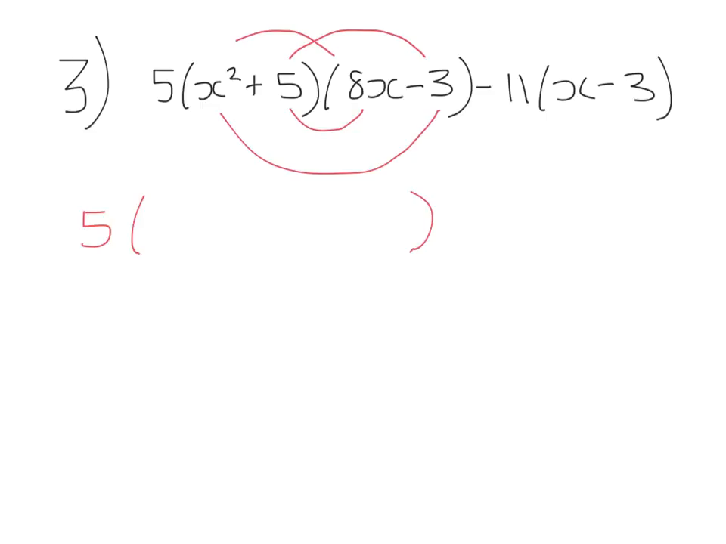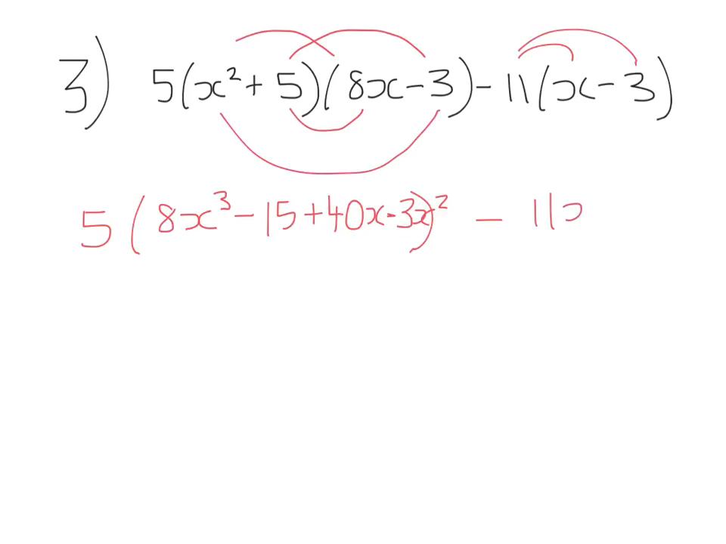So 8x times x squared is going to be 8x cubed. Okay. Then we're going to have 5 times minus 3, so minus 15. 5 times 8x, which is 40x. And then x squared times minus 3. Then you've got your other set of brackets, minus 11 times x, minus 11 times 3.